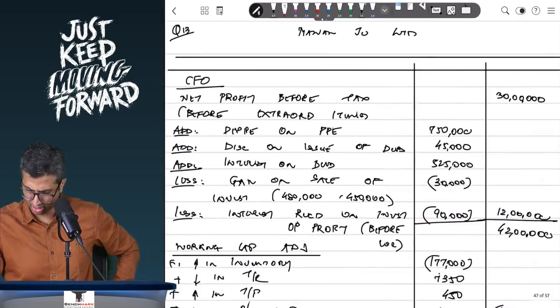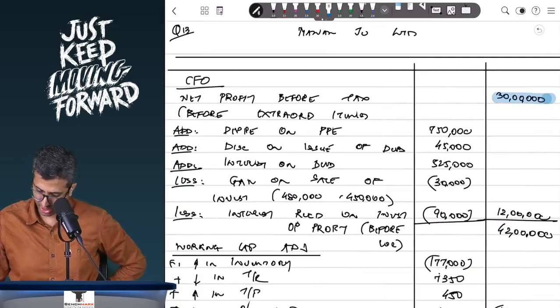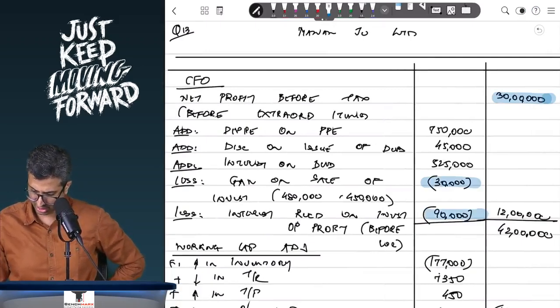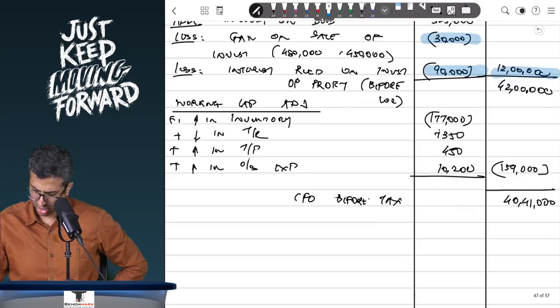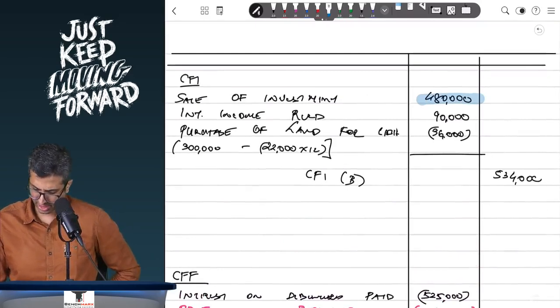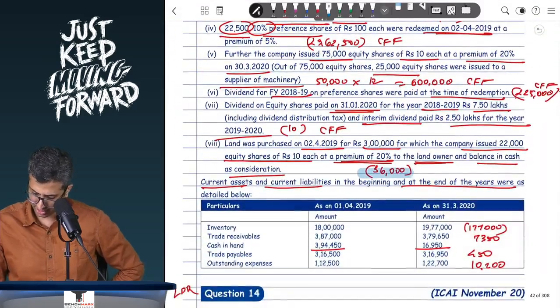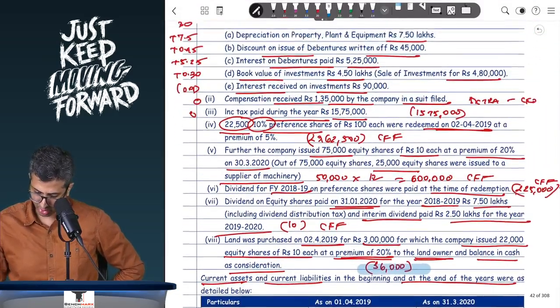As you can see over here, for Manan and Geo, you started at 30. All of these adjustments you did. Interest of 90 and 30 you subtracted. You came to 42. All of these adjustments are done and you get cash flow. Sale of investments 4,80,000, interest income 90 and 36,000, as you can see over here. So over here 36,000.